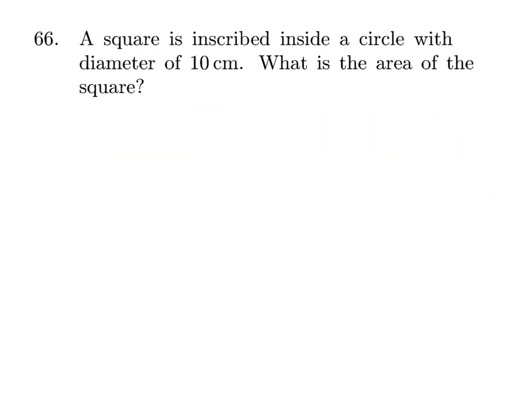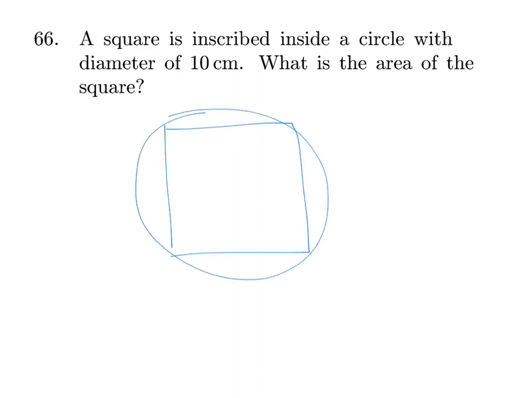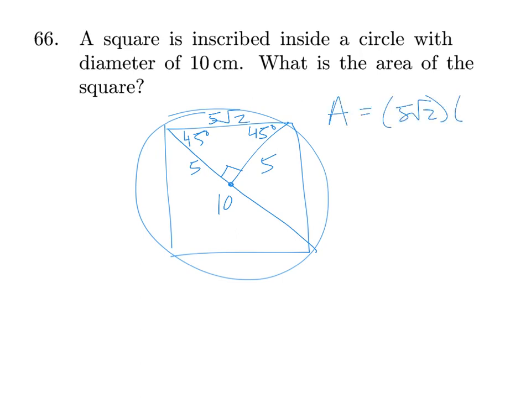All right, a square is inscribed inside of a circle. Once again, the square is inside of a circle. What is the area of the square? All right, the diameter is 10, so the radius must be 5. Same deal as before. This is a 45, 45, 90 triangle, so this side is 5 square root of 2. So the area of the square is 5 square root of 2 times 5 square root of 2. So it's 25 times 2. Area is 50, in this case centimeters squared. Done.